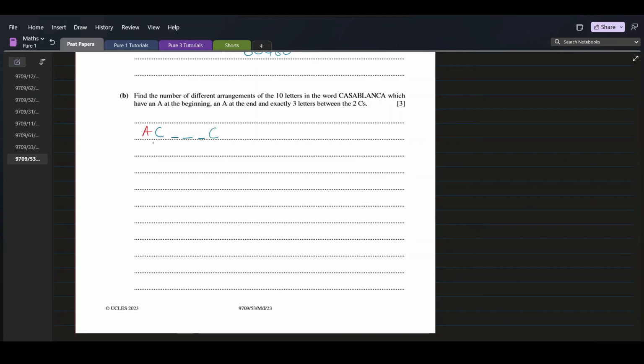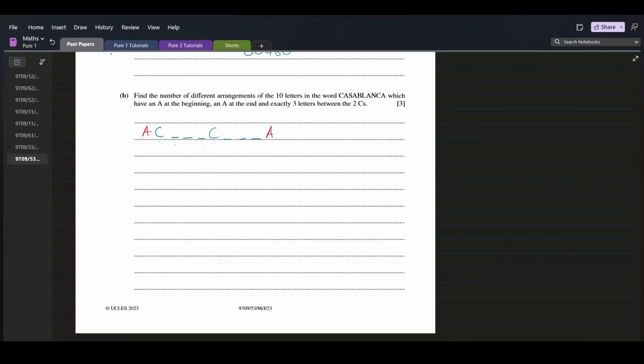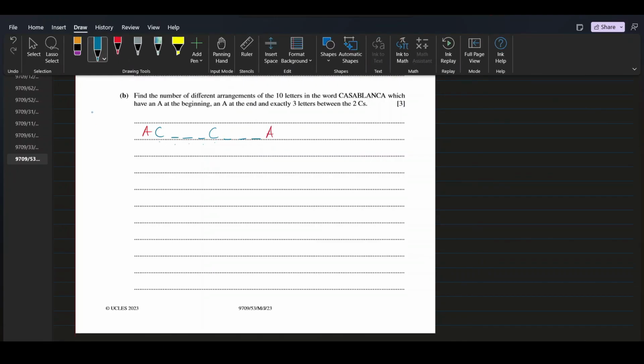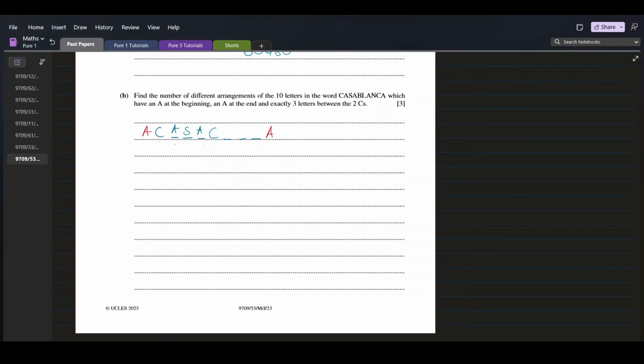So that's 1, 2, 3, 4, 5, 6 letters, 7, 8, 9, and the last one should be another A. So let's use red. So we have another A at the end. Okay, let's go back to our blue color and let's fill in the rest of the letters. So that is, we've got an A, an S, an A, B, and L, and then N.